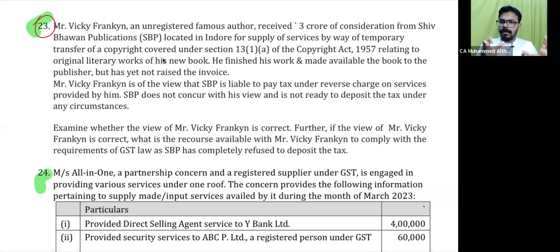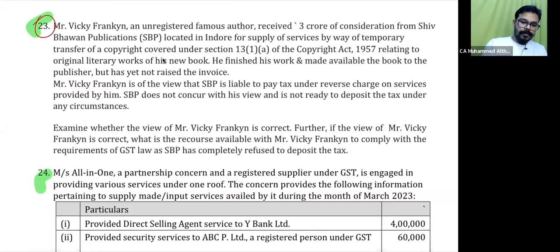Have you already worked out this question, Mr. Vicky Franklin? Already seen this question before? Have you already seen this question before? This one? Yes. Others? No. Okay. So somebody has seen, somebody has not seen. Okay, fine. Anyway, let's try.